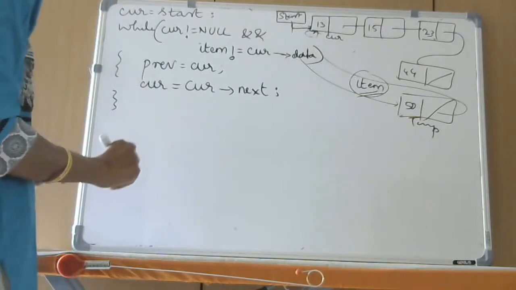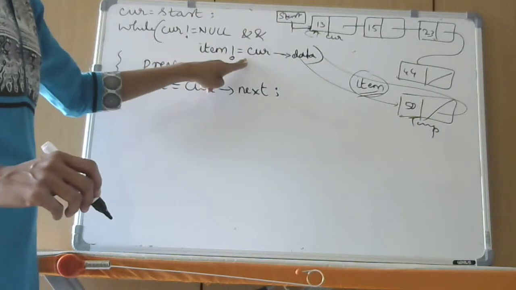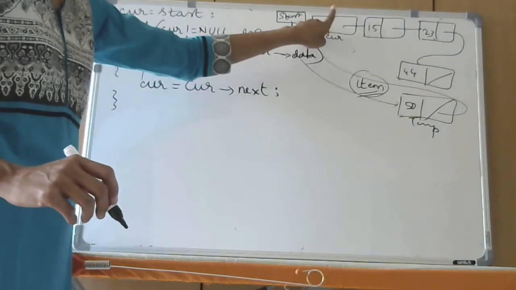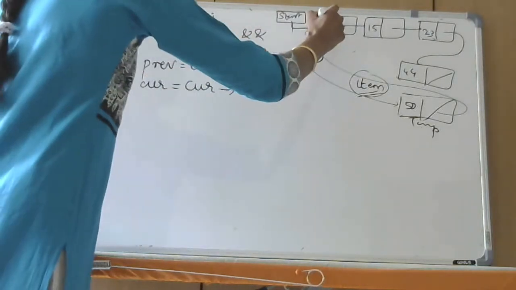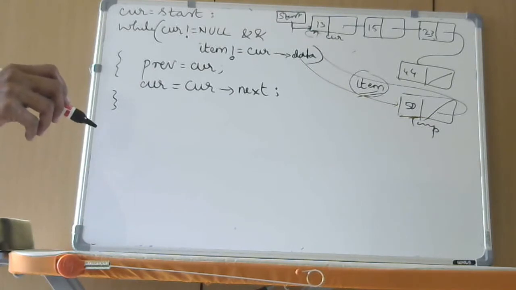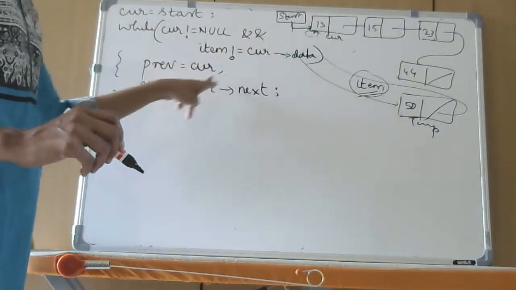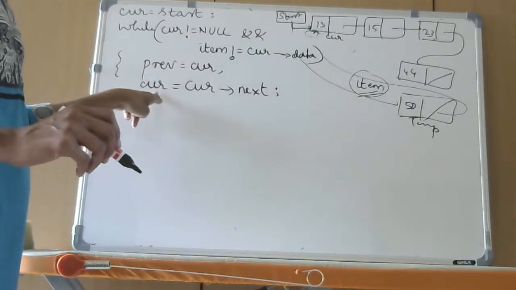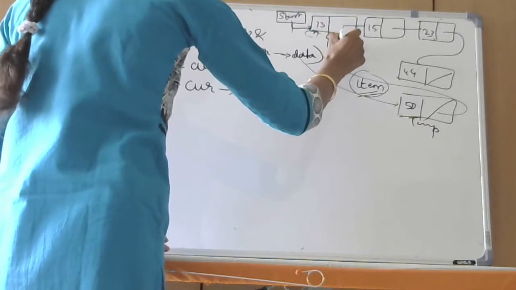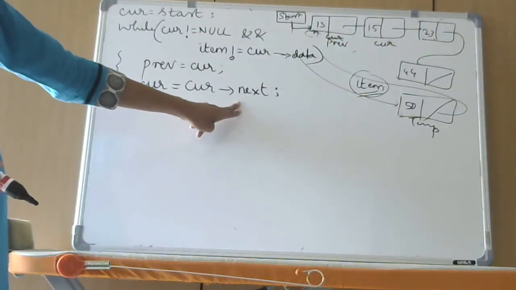Why did I do this? Current is not equal to null. Item is not equal to current of data. This is my current. Current of data is what? 13. What is my item? 23, because I want to insert before 23. So this condition is satisfied. So what will happen? Previous is equal to current. Current is equal to current of next. This one will now become previous. This will become my current. Current is equal to current of next.